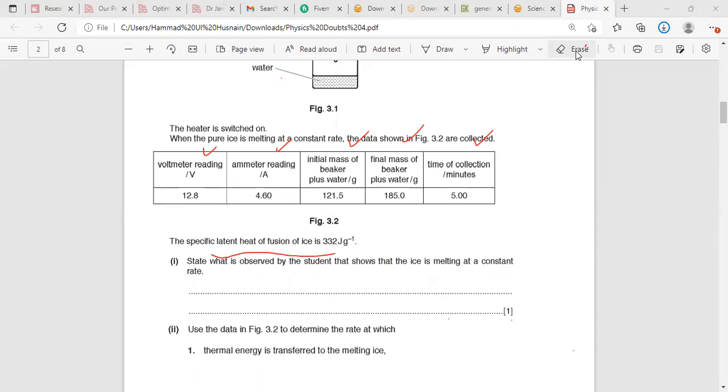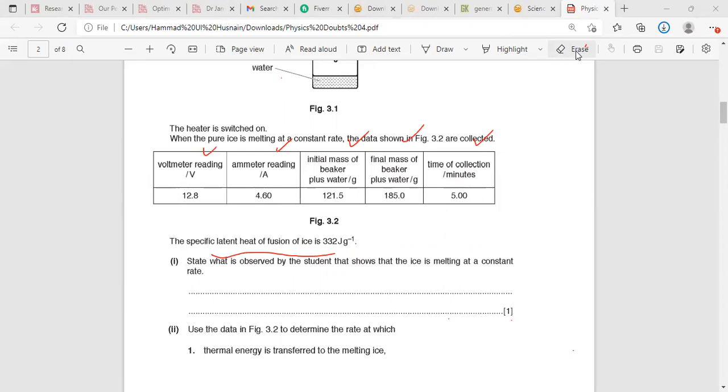Do you have the concept of specific heat of fusion? What does this mean? Specific latent heat, it's the energy required to turn unit mass of solid to liquid at constant temperature. Exactly. This is what specific heat of fusion means. So we are given this.